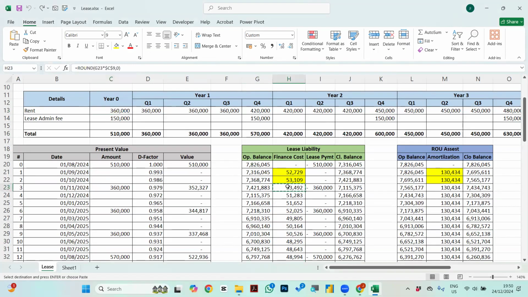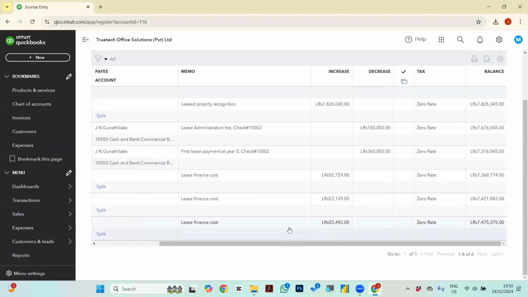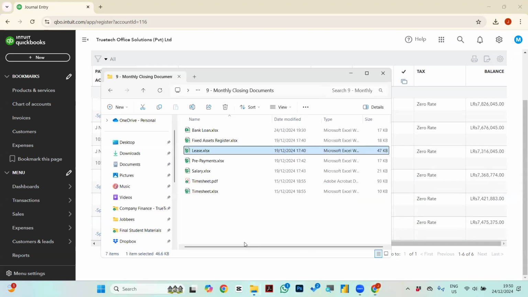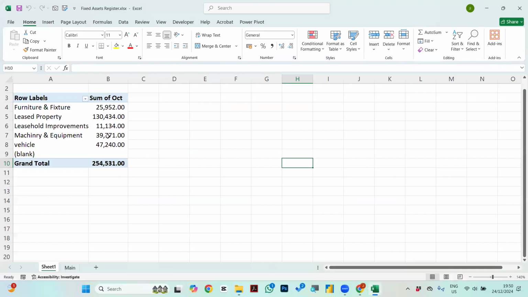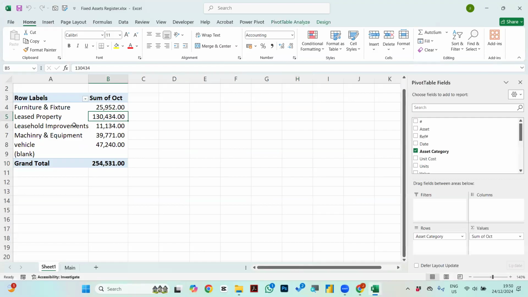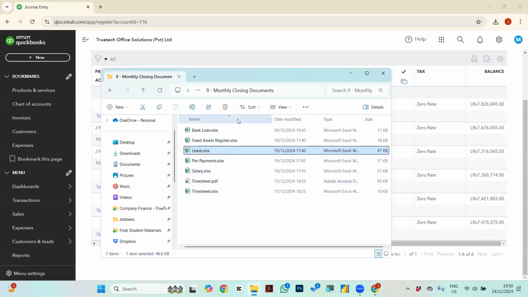Yeah, so we have recorded this value also. Now, this depreciation, we already recorded. Remember, when we recorded the depreciation, 130,000, right? Sorry. You go to the fixed asset, you see here 130,000 lease property that we have recorded already. Okay, so bank loan, fixed asset, lease, all done.